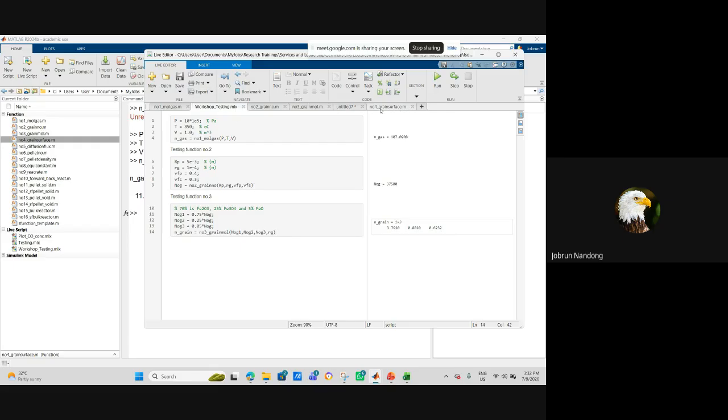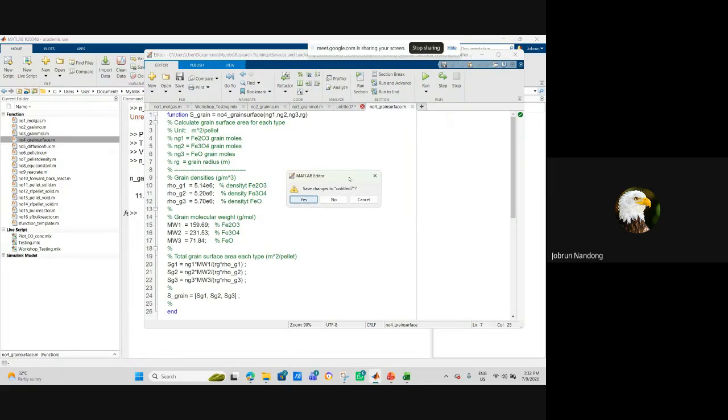So now based on that, we want to calculate the surface area for the different types of grain. So we use this function again to do that. Again, we still need to know the densities there. We need to know the molecular weight. And then we can calculate the total grain surface area for each type of the grain. And after that we send that value using a vector. I call that vector SG grain that consists of 3 values, the SG1, SG2, SG3. Okay. So we vectorize it.